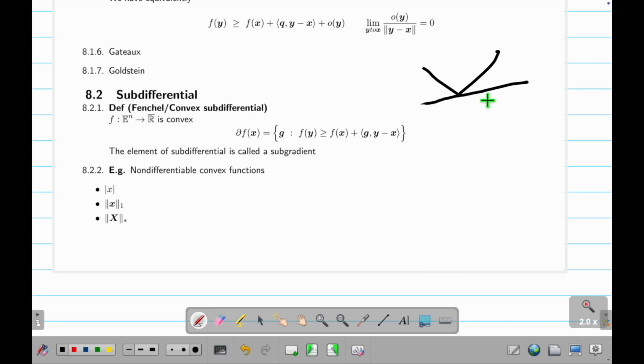You have something below you. This is subdifferential. Why? Because this straight line has a normal. Actually, this normal is not the subdifferential. This normal, removing the last coordinate, is the subdifferential. I will talk about this today.